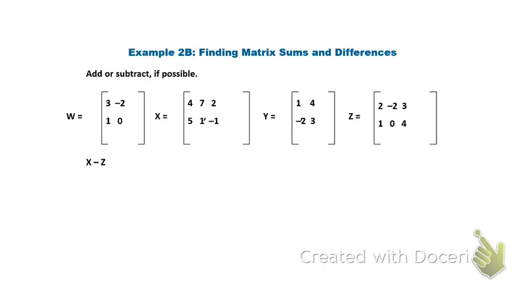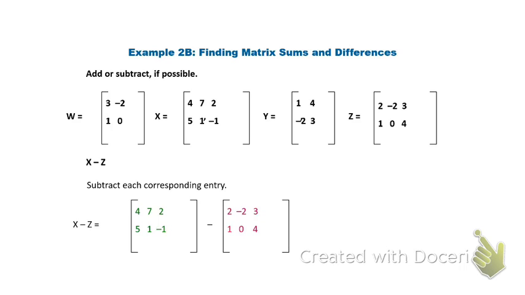Now they want us to take X and subtract Z. Can we? Let's look at the dimensions. Here we have 2 rows and 3 columns, and here we have 2 rows and 3 columns. So we can, in this case, subtract them. So let's set it up. So there they are. We're going to subtract the corresponding entries.